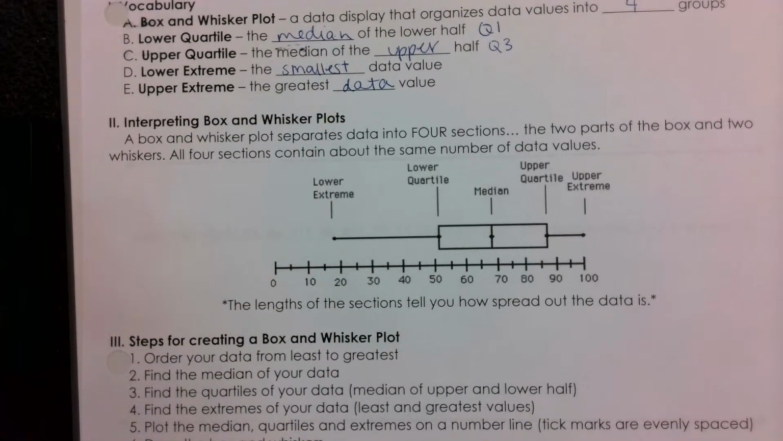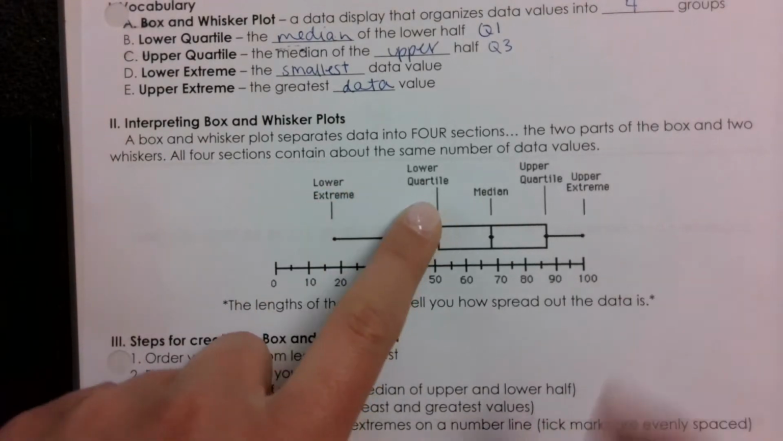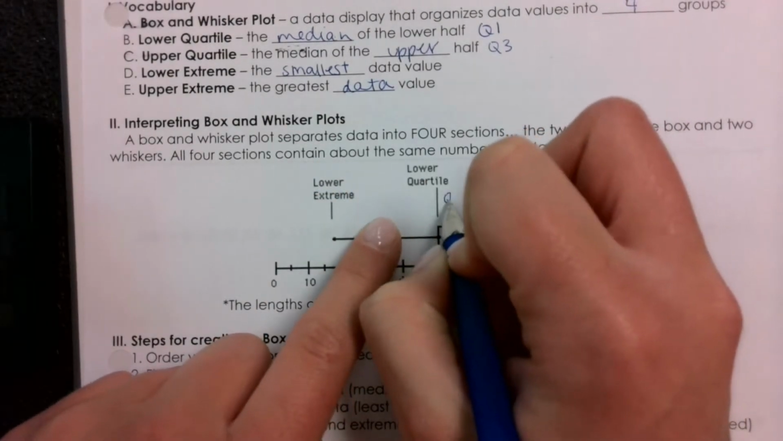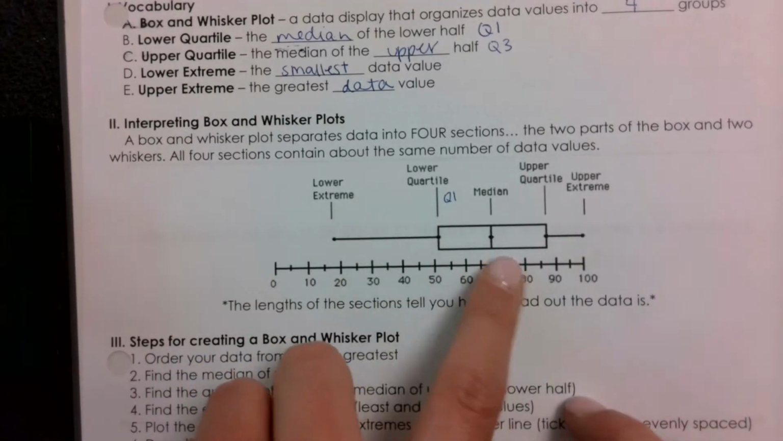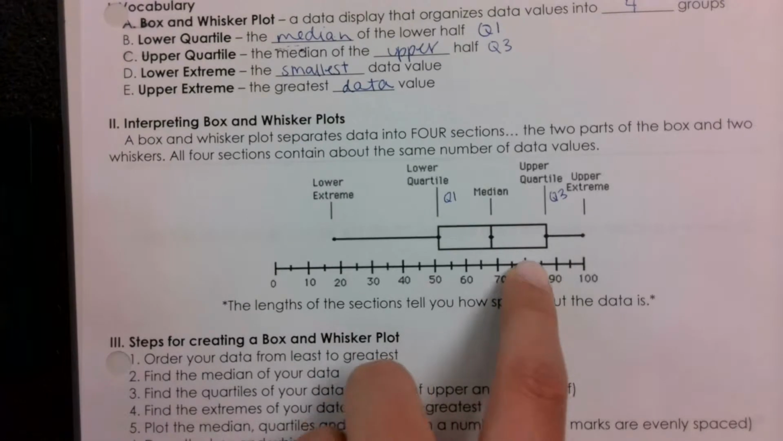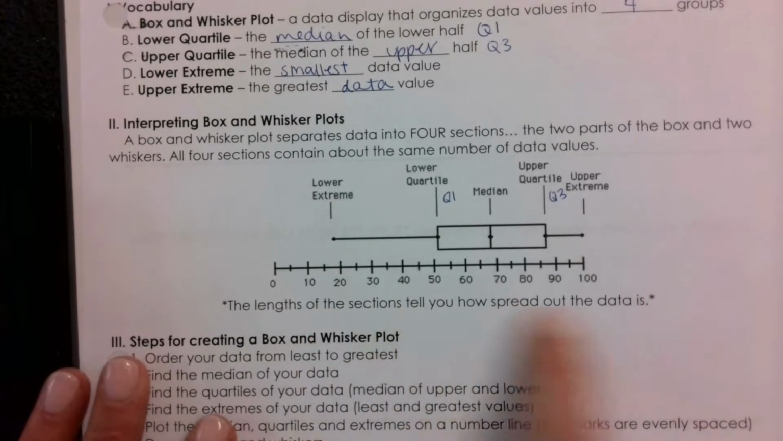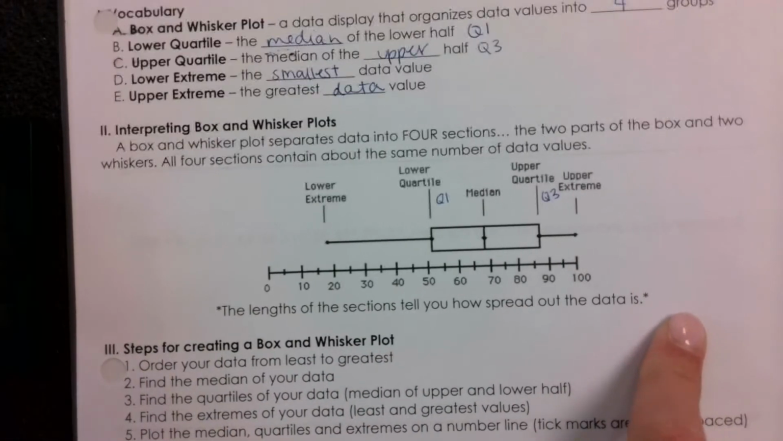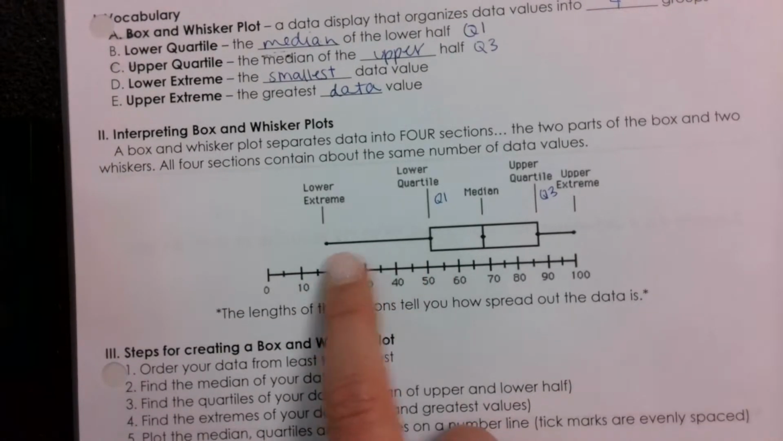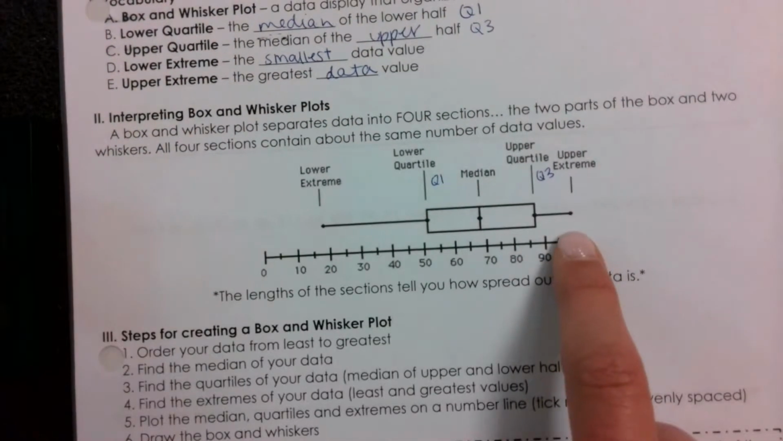All right, so those words that we were saying before, your lower extreme is right here. Your lower quartile, or Q1, is going to be the bottom part of your box. Your median's in the middle. Your upper quartile is your Q3. That's the top part of your box. And then your upper extreme is on the other end. Then right here it says the length of the sections tell you how spread out the data is. That's what I was saying a second ago. So there's the same amount of data points between here and here as there is here and here, but this side is more spread out than this side is.